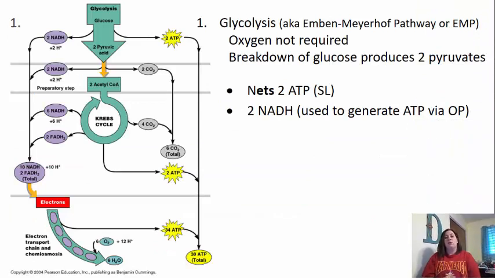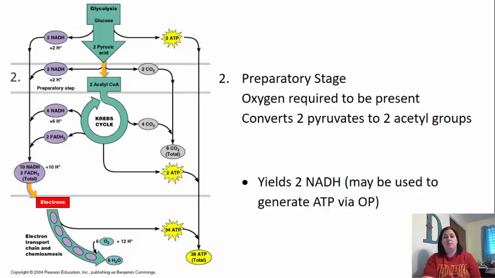Now, when we're looking at aerobic respiration, it's going to take all of those steps that we talked about earlier and it's going to put them all together. So we're going to see glycolysis is going to take place. This is not going to require oxygen. This is the breakdown of glucose, and it's going to produce 2 pyruvates. We do see that it does create 2 ATP molecules. This is going to be through substrate level phosphorylation, and it also creates 2 NADHs. These NADHs are going to be reused to generate ATP via oxidative phosphorylation in the electron transport system.